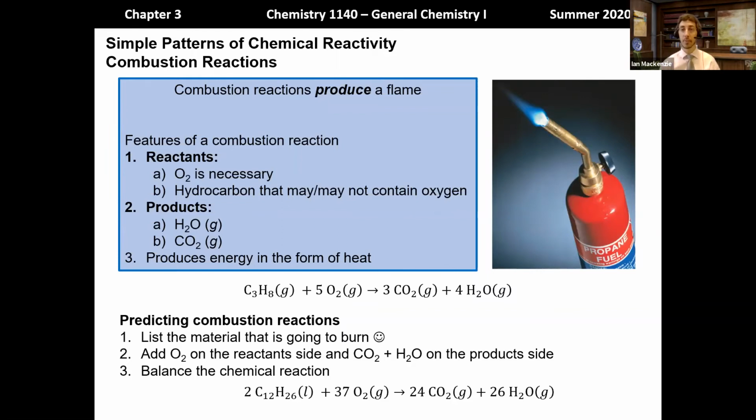So these are 3 types of chemical reactions you will probably see: combination, decomposition, and combustion. And we will, in the next section, talk significantly more about combustion reactions and what we can gain from them in terms of chemical analysis.